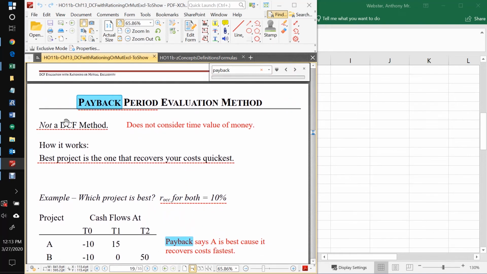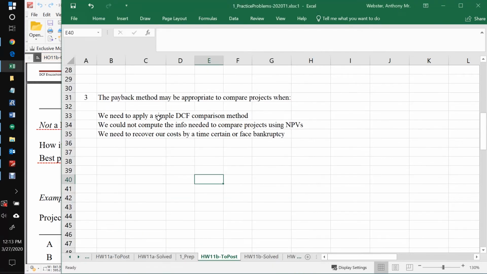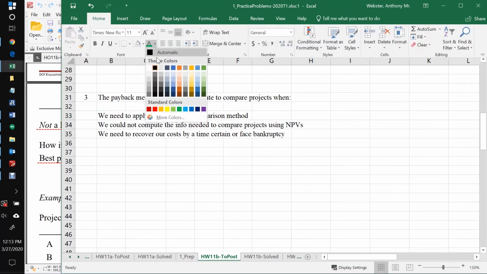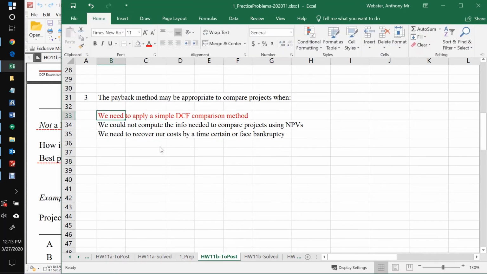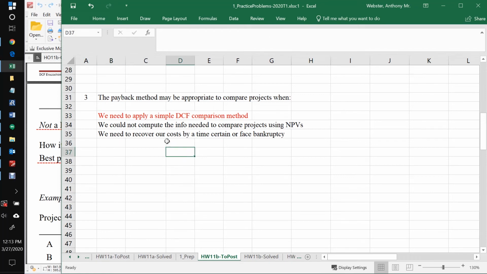Okay, so first thing it says here is not a DCF method, does not consider the time value of money. So let's see. That's clearly going to be the wrong answer. Okay, don't want that because it's not a DCF method.